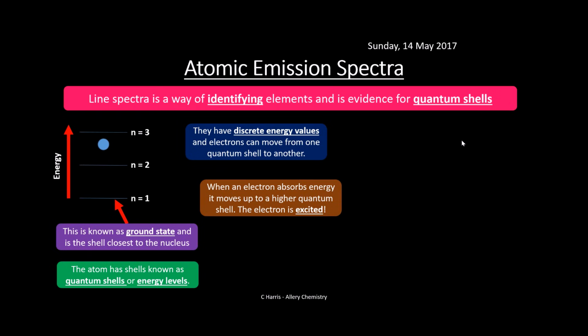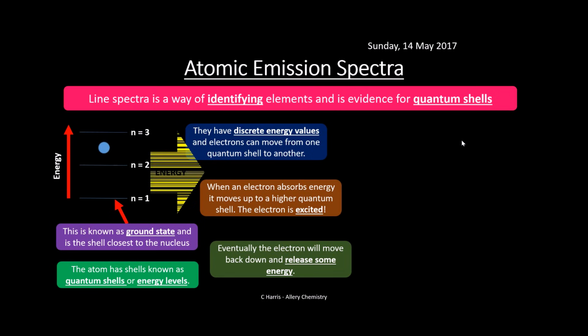So when an electron absorbs energy, there it goes, it moves up to a higher quantum shell, and this electron is effectively being excited. You might never have heard about electrons being excited, but yes, they can get excited. Eventually though, the electron will move back down and release some of this energy. It could fall back to the same one that it came from, which is n equals 2, could go back to n equals 1. Obviously we can identify where this electron might have landed. We'll have a look at that later on.